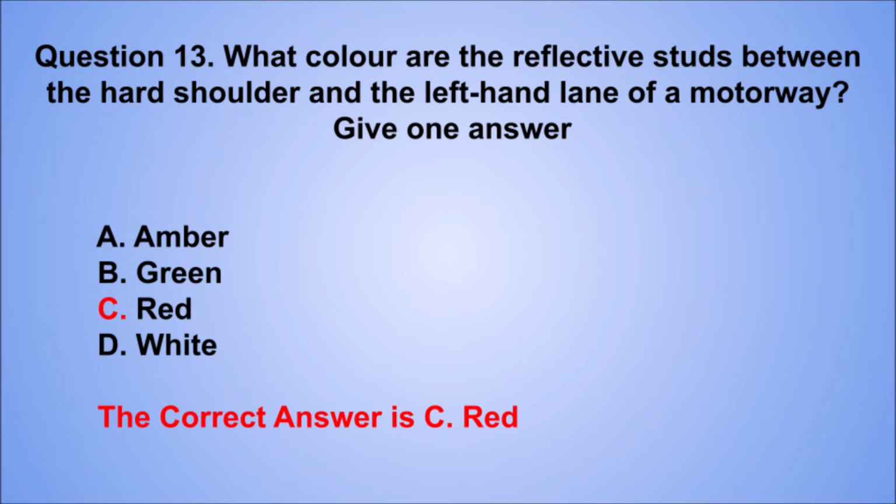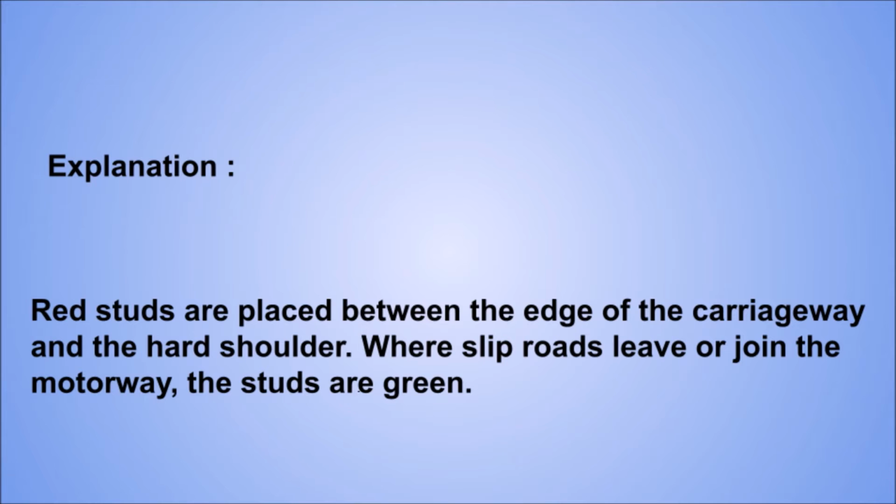Red. Explanation: red studs are placed between the edge of the carriageway and the hard shoulder. Where slip roads leave or join the motorway, the studs are green.